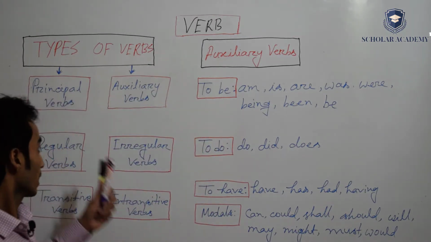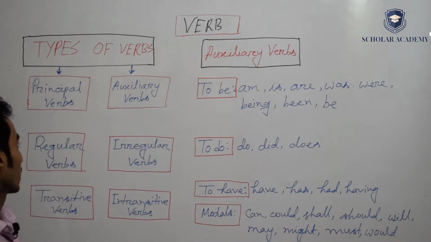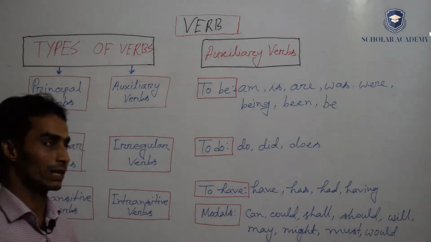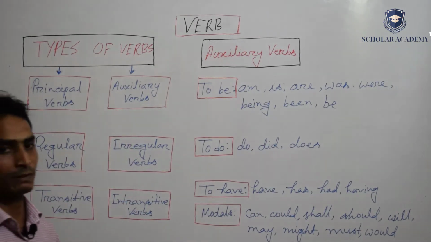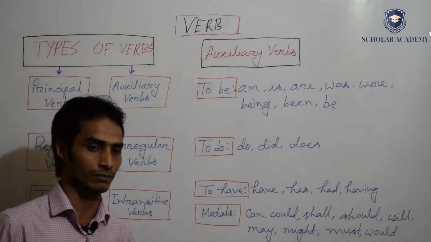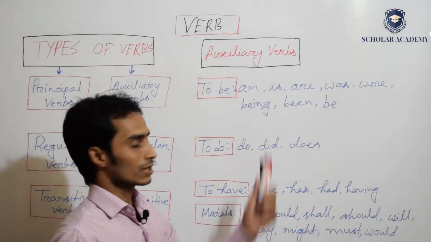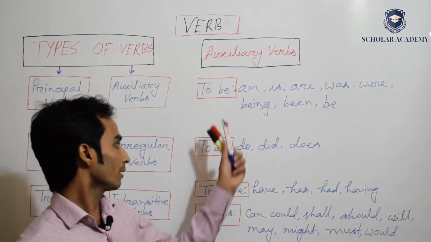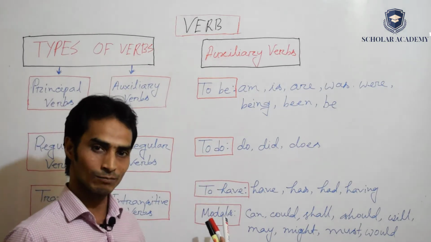Now I will discuss principal verbs and auxiliary verbs. Principal verbs are sometimes called main verbs. Auxiliary verbs are sometimes called helping verbs or supporting verbs. Auxiliary verbs can be divided into different categories: to be verbs, to do verbs, to have verbs, and modals.